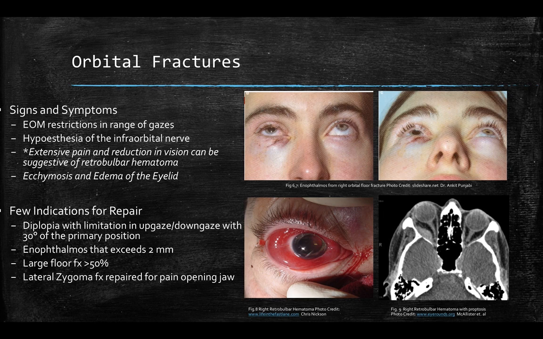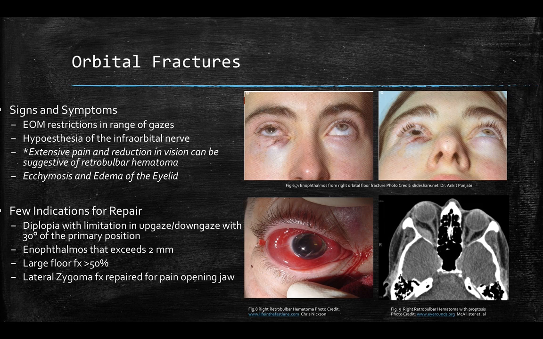Numbing around the inferior part of the orbital rim can be a sign of damage to the infraorbital nerve and a sign of an orbital fracture, even if you don't have a CT scan to demonstrate it yet. One thing to keep in mind is if the patient has extensive pain and a reduction in vision, that can be suggestive of a retrobulbar hematoma. We're going to talk a little bit more about that in a moment, but it's something to remember.